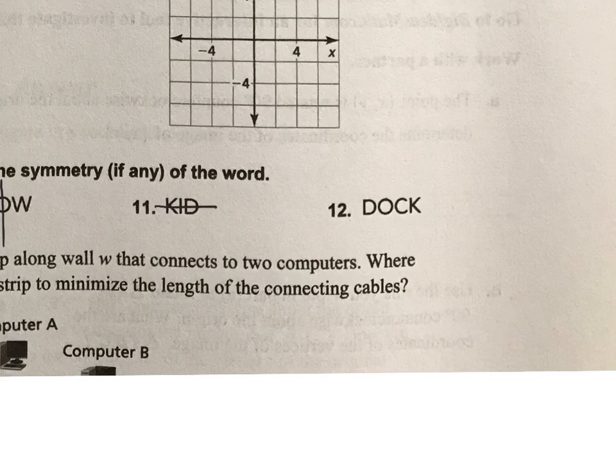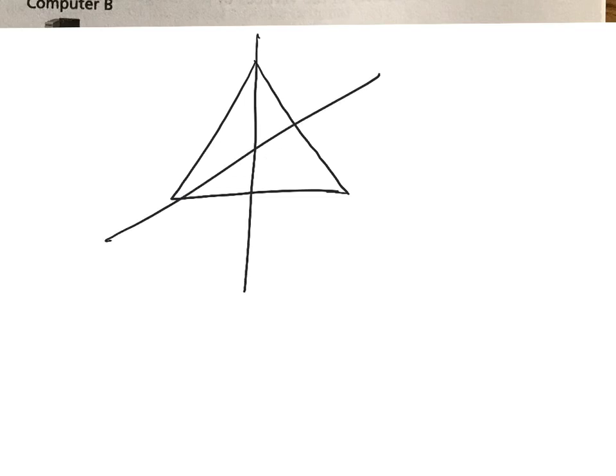Horizontally. What about DOC? Yeah, horizontally. What about an equilateral triangle? How many? There's one and it's vertical. Who said 3? You're correct. 1, 2, and 3.